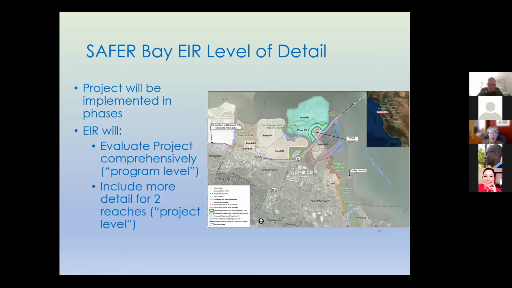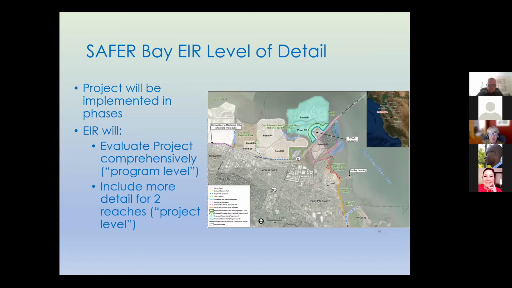The Safer Bay project itself will be implemented in phases and designed for some parts of the project, referred to as reaches and depicted on this slide by the different colors, will proceed faster than others. The EIR will reflect that.